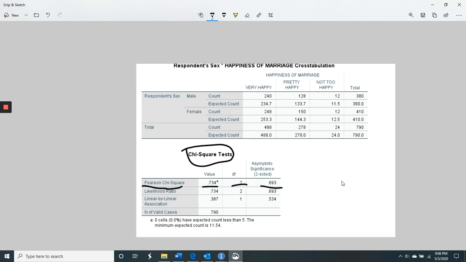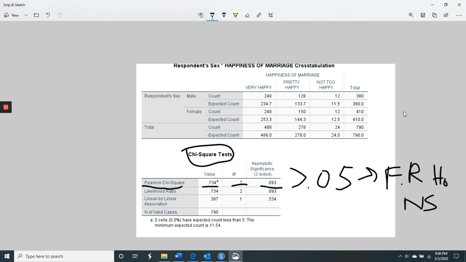So even if you made a prediction of a direction of these data, we still are not meeting our criteria. So it's greater than 0.05. It's way greater than that. So we fail to reject the H0. So it's not significant. And we actually don't even have to look up here because it's not significant, so we don't go digging around.